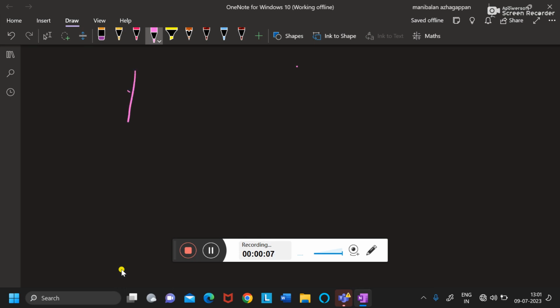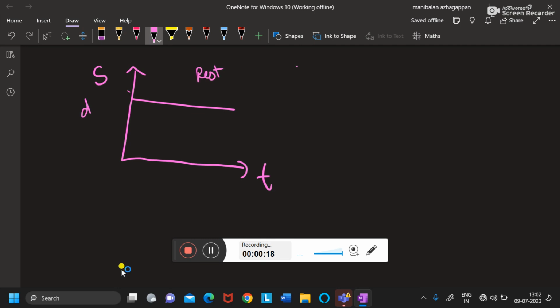Okay, so see here the first one, which is going to be displacement by time. You got a straight line, which means it is a rest object. Okay, because there is no displacement, so it is a rest object.